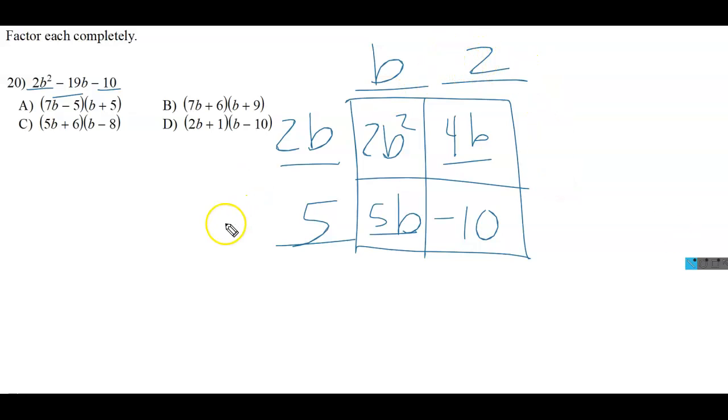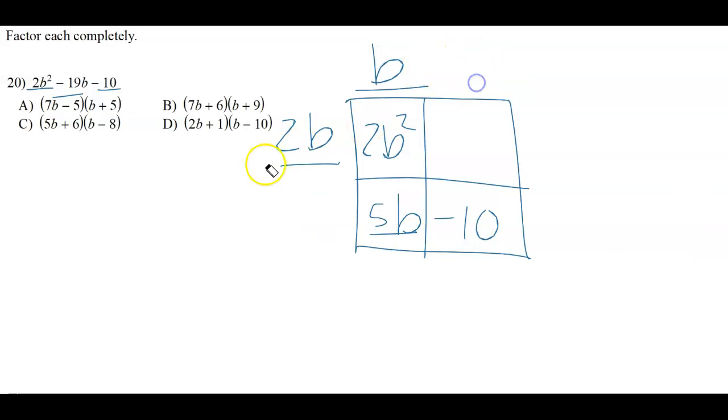Now if I change the signs, that's not going to work either, because all that's going to do is change from being a 5 plus 4 to a negative 5 minus 4, which changes the sign. It doesn't change the value. I need a 19. Maybe if I switch the numbers around, though.